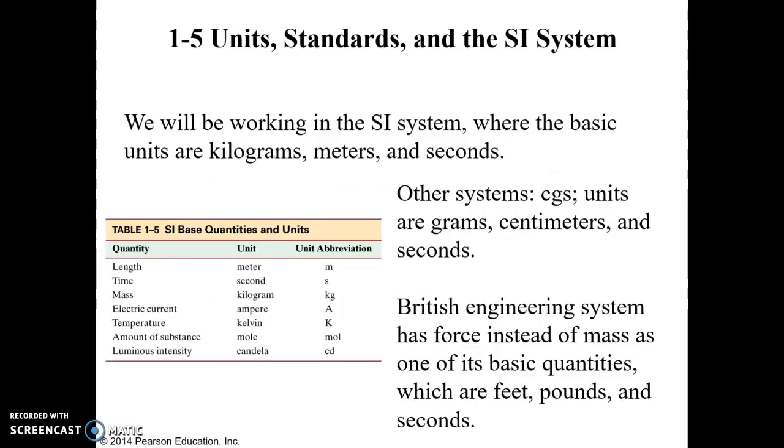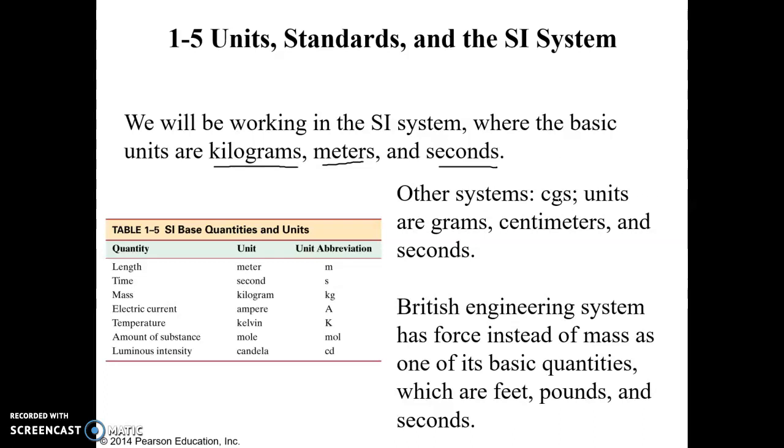Okay, so we are going to be using the SI, or System International, or metric system in this class. And as I've said before, our primary units for length, mass, and time are going to be not the gram, but the kilogram. For length, it's the meter, and for time, it's the second. So those are going to be our primary units that we use for homework problems and things like that.